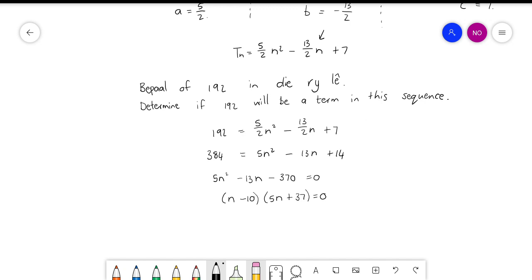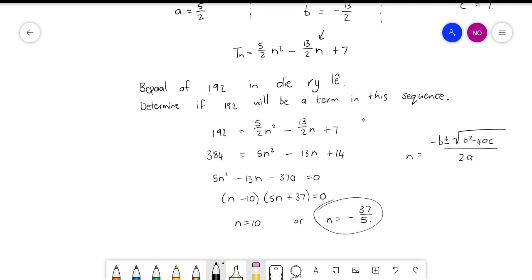Okay, again, it looks like this. Or if you were able to factorize those, then that's the two factors. But the point is you get to n is equal to 10 or n is equal to negative 37 over 5. Now this one doesn't help us at all, right? But this one is actually an integer. But now go back to the question.